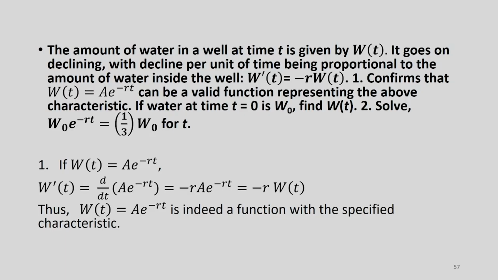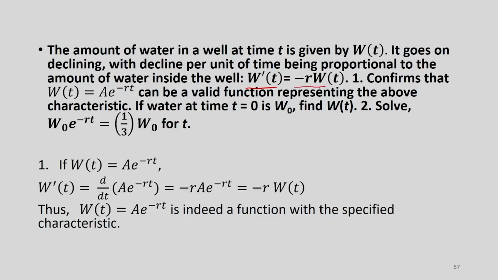Okay, here is an application of, I think, differentiation. Here is the problem. The amount of water in a well at a time t is given by W(t), W as a function of t. It goes on declining, with decline per unit of time being proportional to the amount of water inside the well. So this is the decline per unit of time, W'(t) is equal to, it is proportional to the amount of water inside the well.